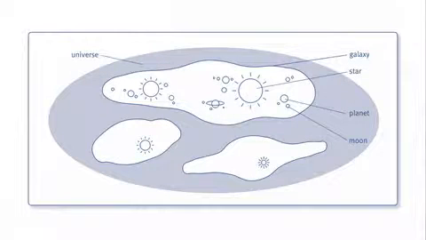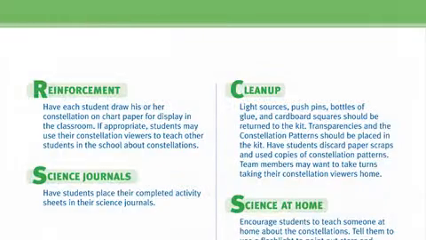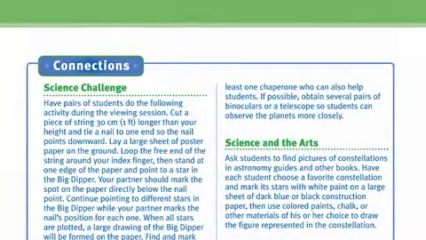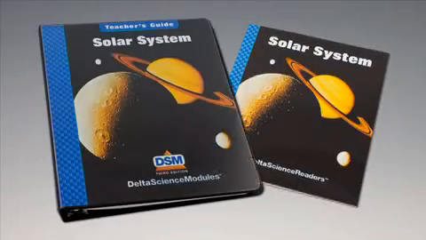To help students visualize the relationship between the universe, the galaxies, the stars, the planets, and the moons, refer to Figure 11.3. To conclude the activity, remove the batteries from the pen lights and flashlights and return all materials to the kit. For science background, reinforcement activities, curriculum connections, and information about the Delta Science Reader, please consult your DSM Teacher's Guide.